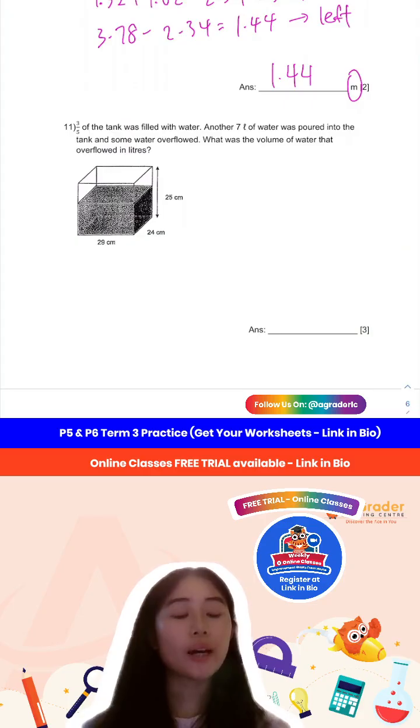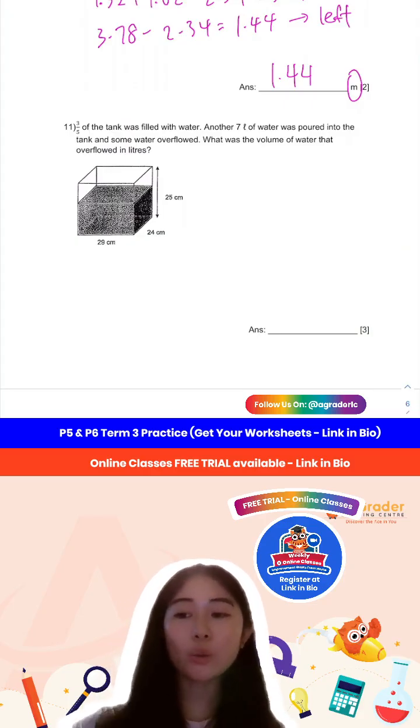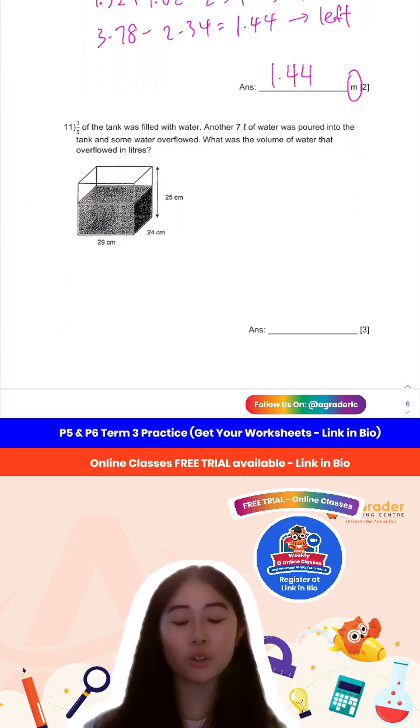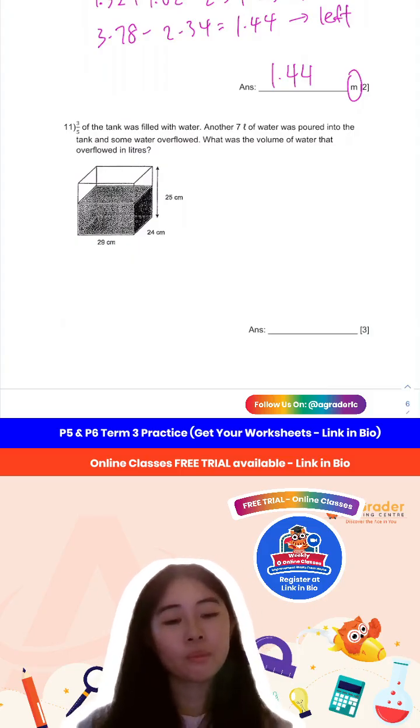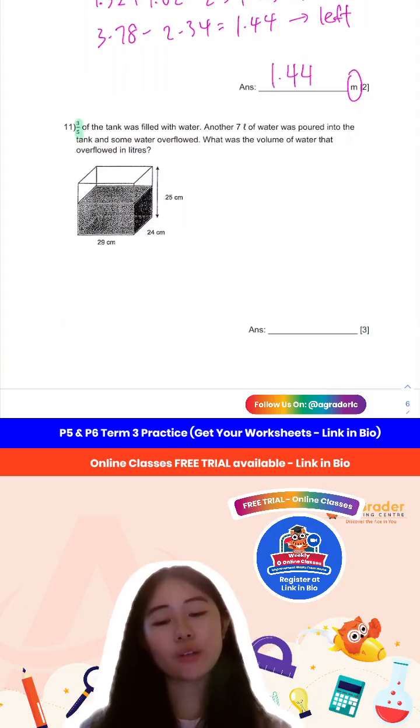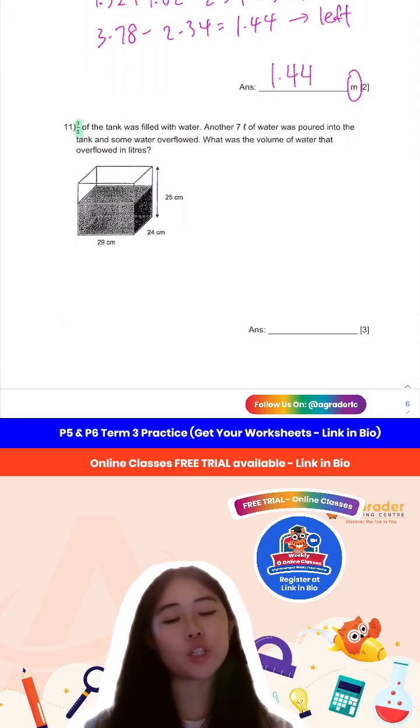Okay, so I think most of you are done. I see quite a lot of correct answers. So I think a lot of you get the correct answer, just that your units might not be correct. Yeah. So this question says that 3/5 of the tank was initially filled with water. Another 7 liters of water was poured into the tank, and then some water overflowed. So what was the volume of water that overflowed in liters?